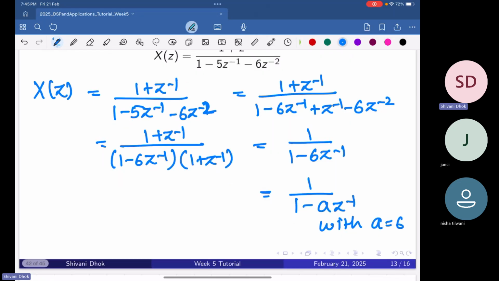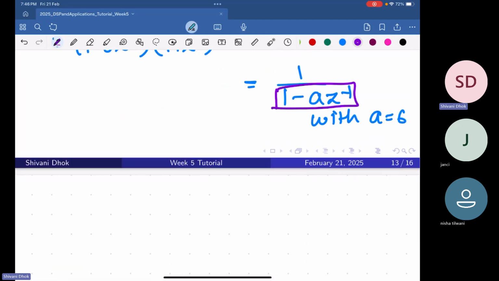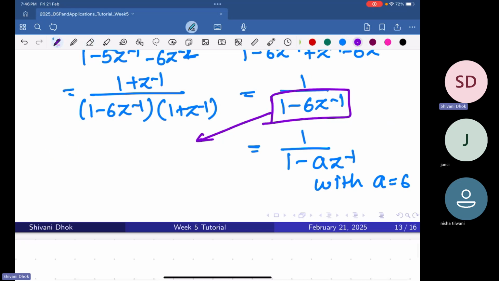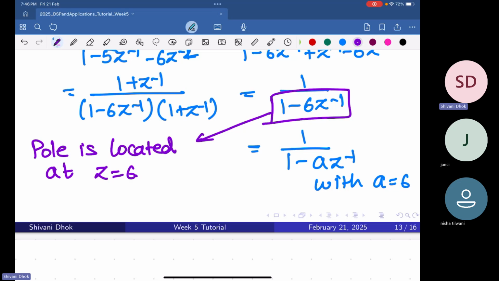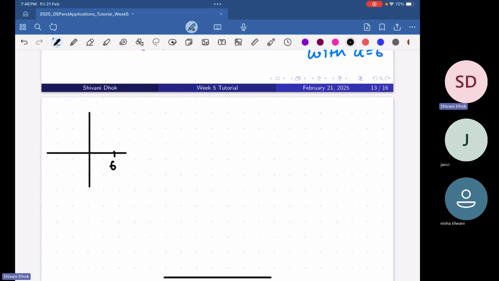Now what are the possible region of convergences? So if we observe carefully here, in this part, the root or rather pole is located at Z equal to 6. So my region of convergence looks something like this. I have a 6 here. So this is what I have.